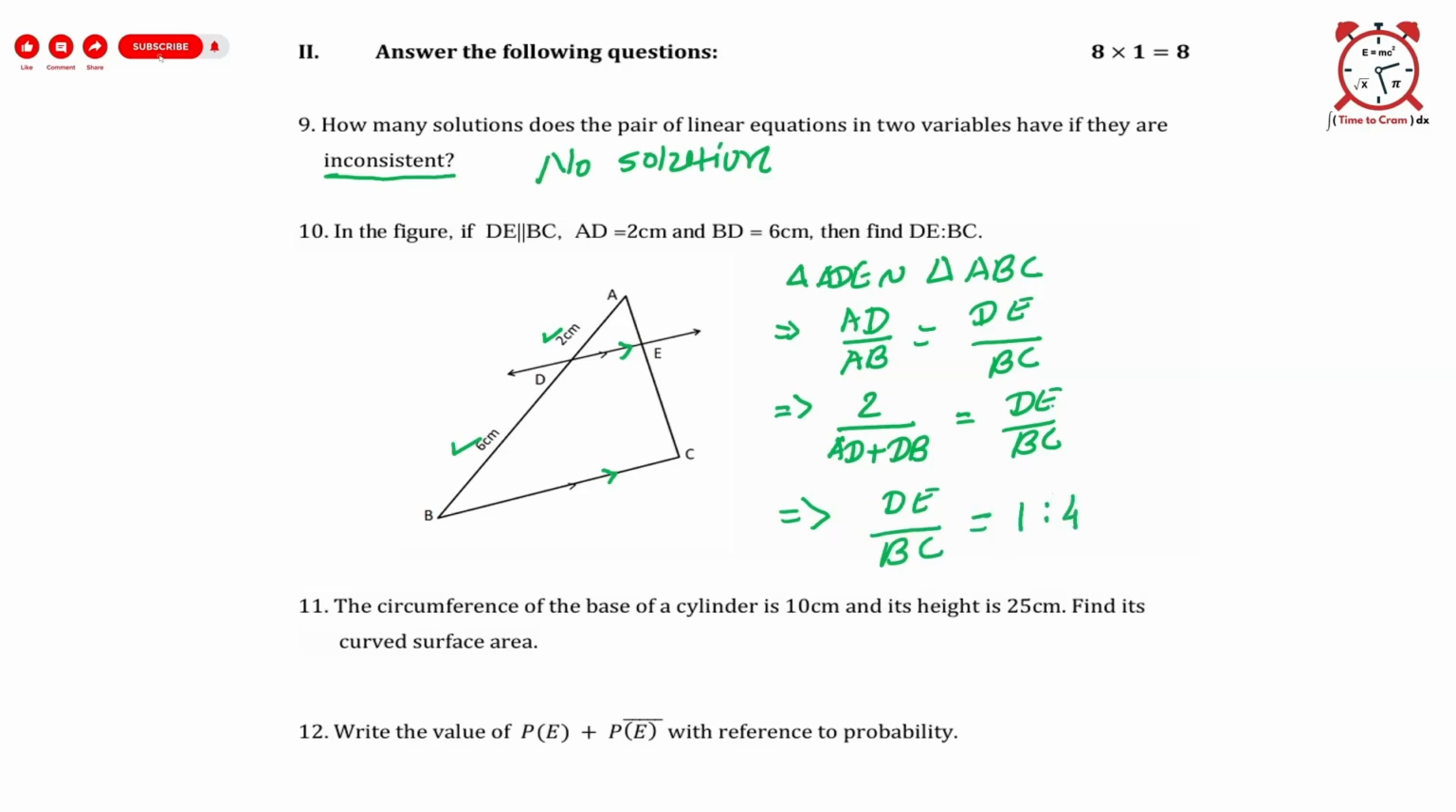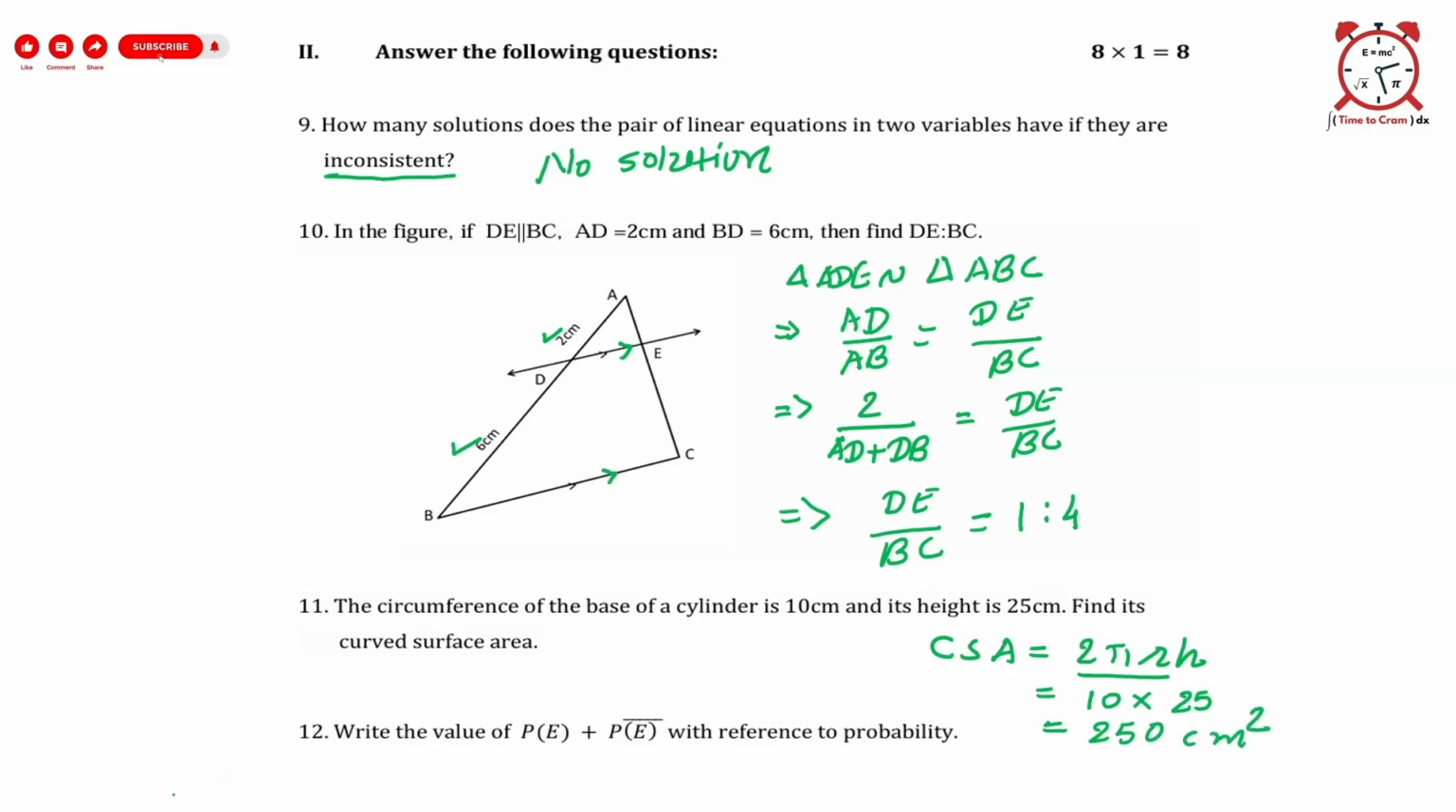Next question, question number 3, the circumference of the base of a cylinder is 10 centimeter. CSA equal to 2 pi r h. This is the formula. Here we know that 2 pi r is the circumference, it is given here, so 10, and height is 25, so the answer is 250 centimeter square.